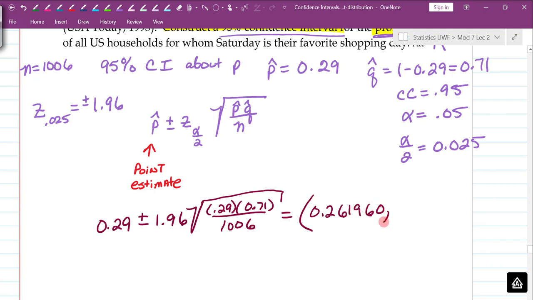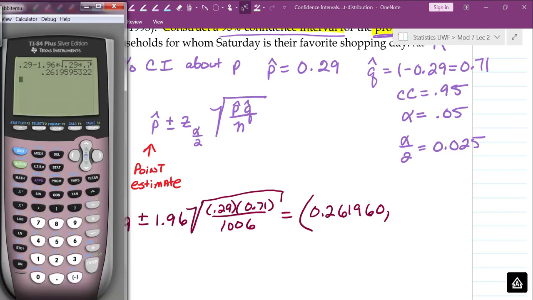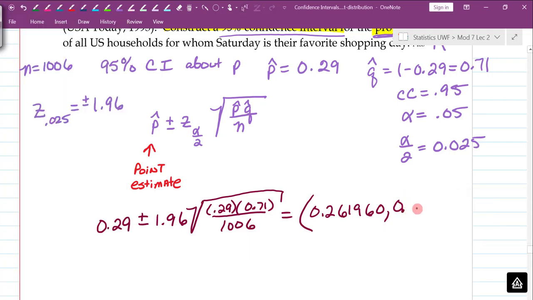Now, we're going to calculate our upper bound. Remember, all you have to do, if you have this particular calculator, is go up, highlight it, click on enter. It retrieves that whole formula. Scroll to the left, hitting the arrow button until you get to the subtraction sign. Make it addition and hit enter. And then we get 0.318040. So it's going to be 0.318040.